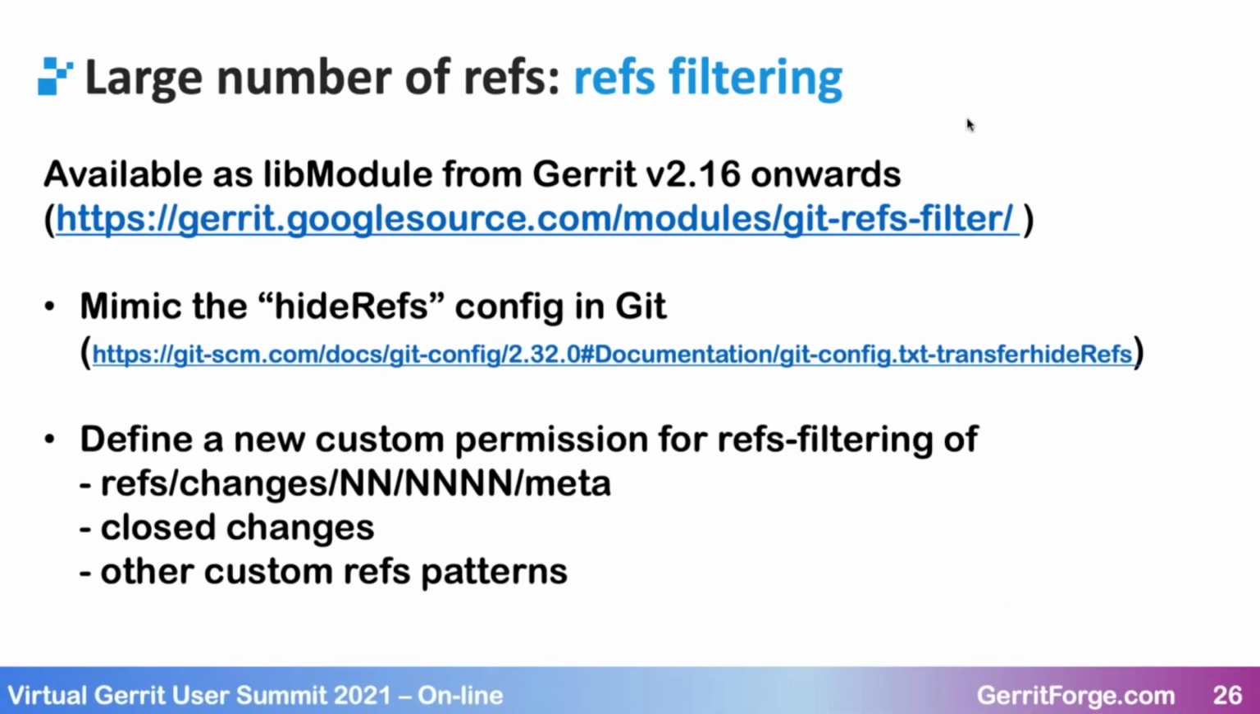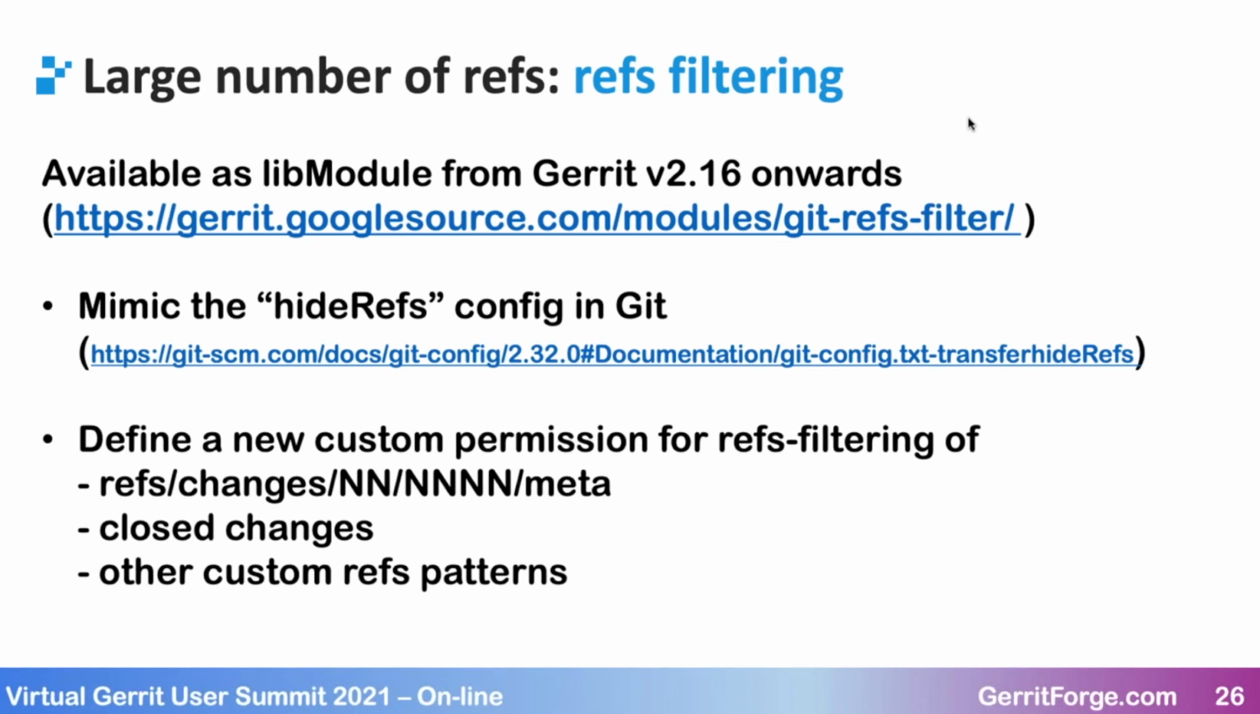With regards to the large number of refs, also, if you want to make your replication faster and your CI/CD faster, then there is a lib module that has been available since 2016. It's called refs filtering. It is basically mimicking the same hide refs config settings in Git, but making it more tailored to Gerrit. So if you install the refs filtering that I developed a few years ago, you can actually say that some of the users will get a filtered view of the refs.